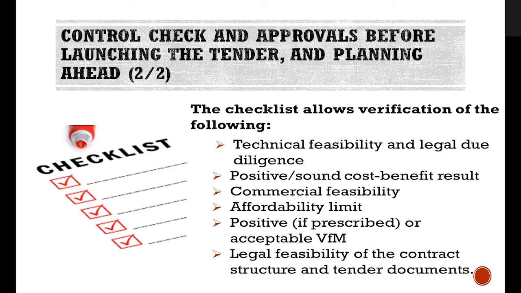I think at this critical point, we want to be sure that you have some sort of rubric, like a yardstick, something that helps you. So you want a checklist that allows for verification of the structuring process. The structuring process can be very dirty and technical. So just like this, you show technical feasibility and legal due diligence were taken care of. Positive or sound cost-benefit analysis results, are they well marshaled? Marshaled feasibility, affordability limits. Positive or acceptable value for money benchmarks or thresholds, have they been well negotiated to the nitty-gritty of it?